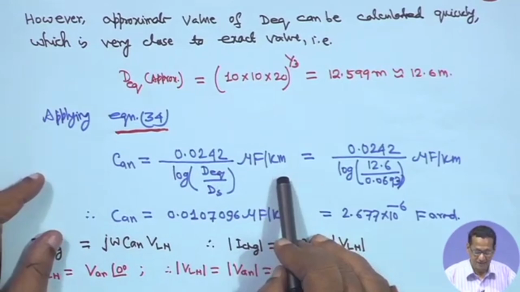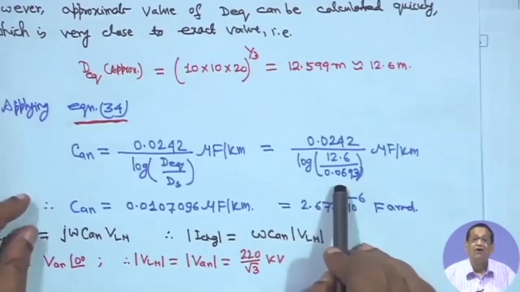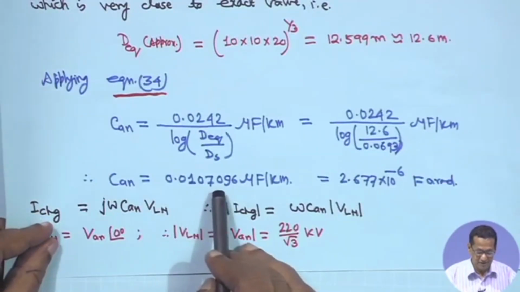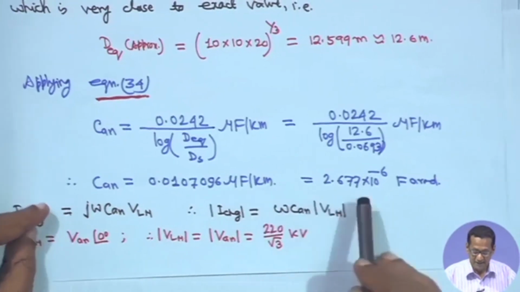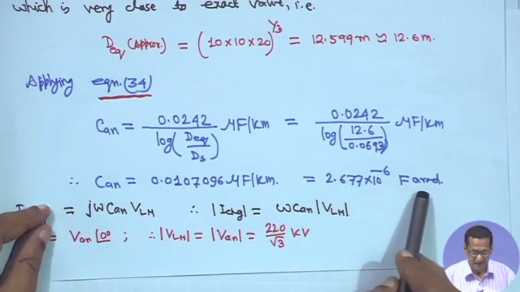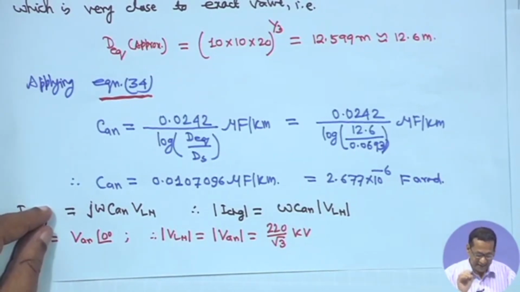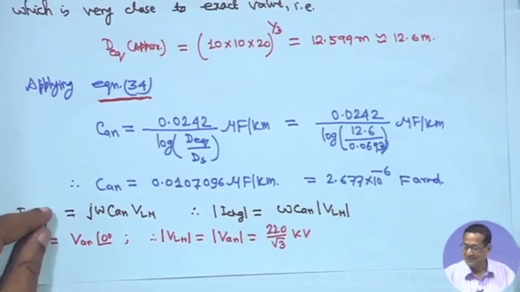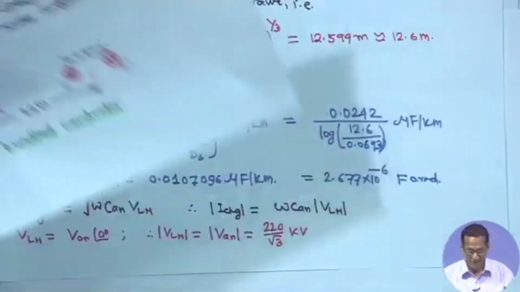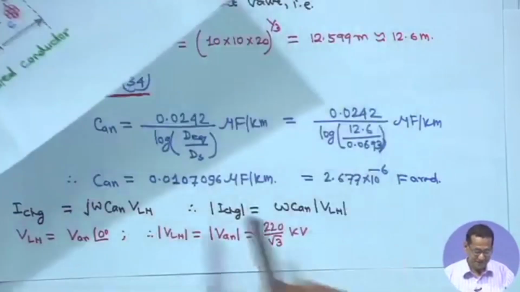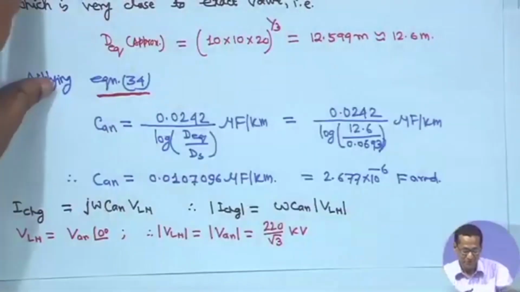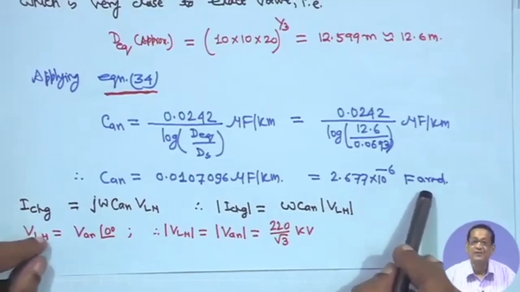You substitute DEQ and DS here, and you will get CAN equal to 0.0100796 microfarad per kilometer. If you write in farad, it is 2.677 into 10 to the minus 6 farad, because your line length is 250 kilometers. I think when we took the line length, it is 250 kilometers. So it is microfarad per kilometer, and this value you have to multiply by 250. So that will be 2.677 into 10 to the power minus 6 farad.